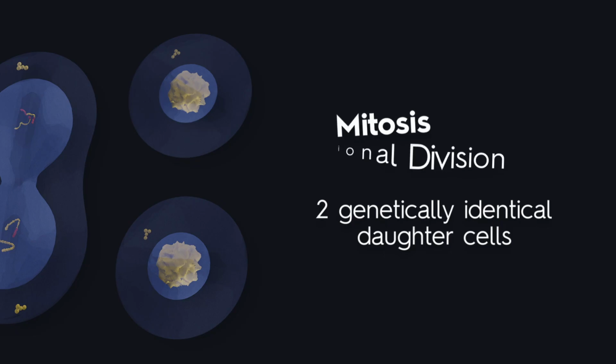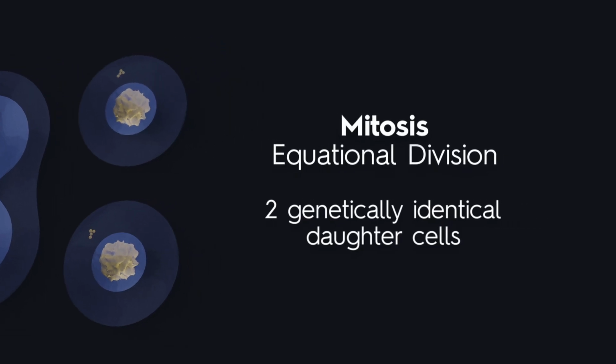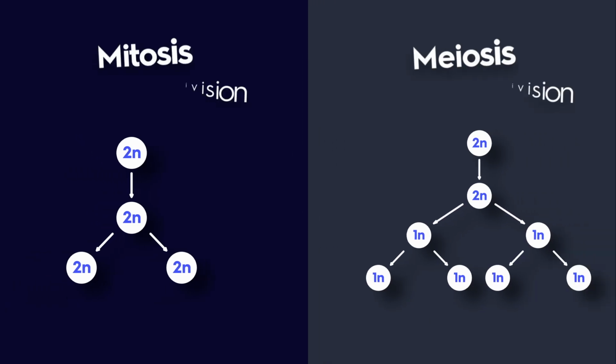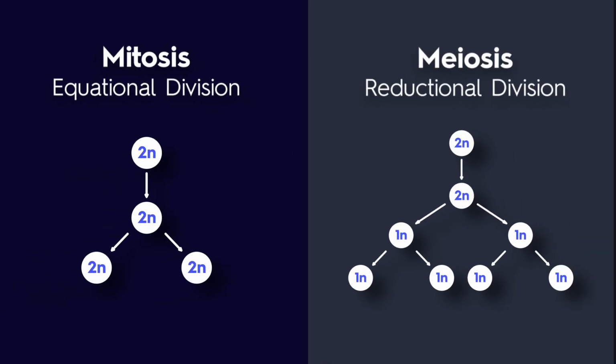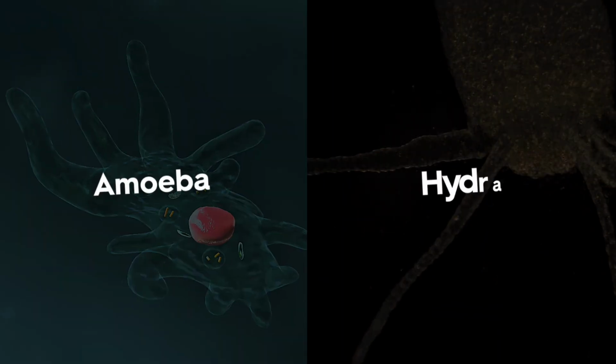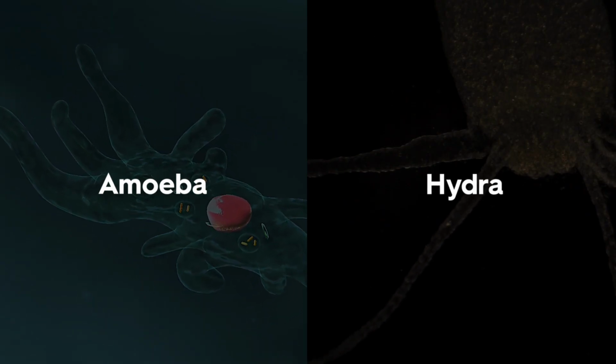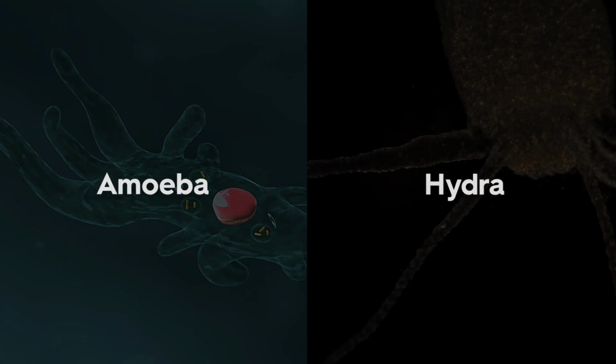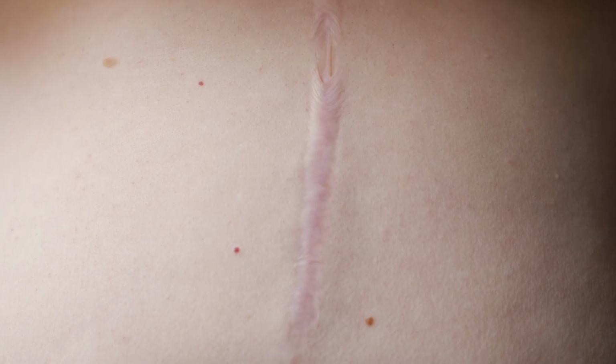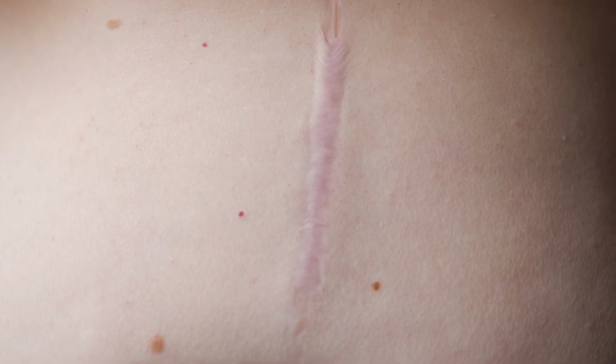That's why mitosis is called an equational division. By contrast, meiosis is a reductional division that produces gametes with half the chromosome number. Mitosis creates genetic copies, whereas meiosis generates variation. For example, organisms such as amoeba and hydra reproduce asexually through mitosis, producing offspring identical to the parent. In humans, mitosis replaces worn-out cells and heals tissues.